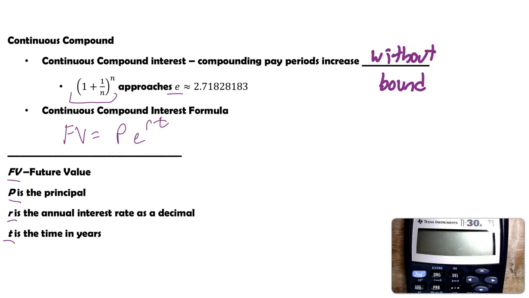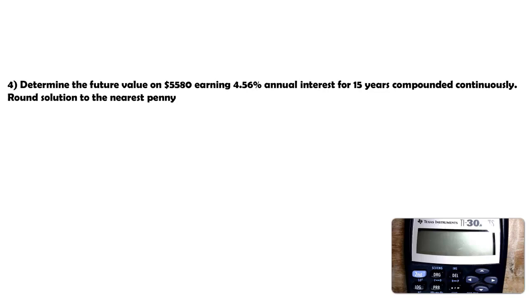Let's take a look at an example. Determine the future value on 5580 earning 4.56% annual interest for 15 years compounded continuously. It's telling us this is continuous compounding. Round the solution to the nearest penny. Our principal is 5580. Our rate is 0.0456. And our time is 15 years.